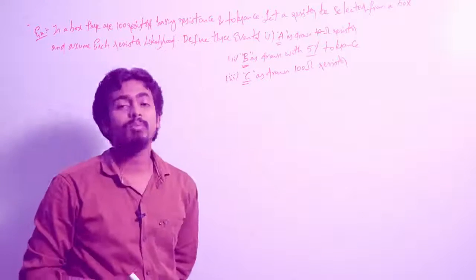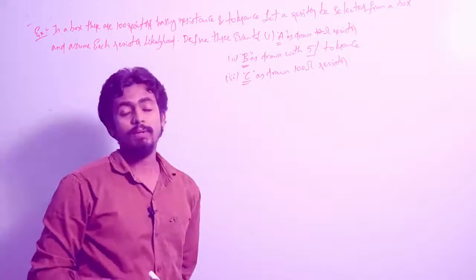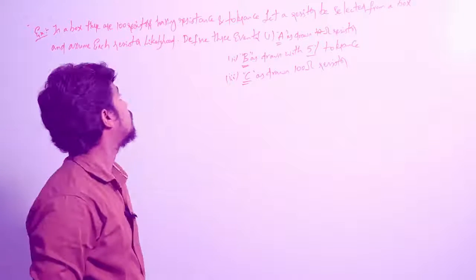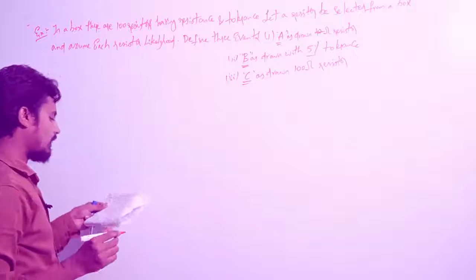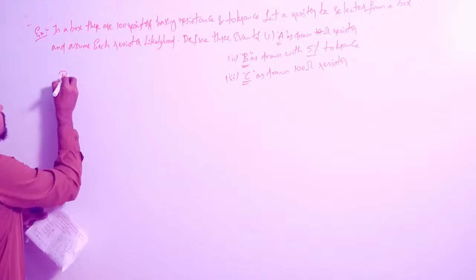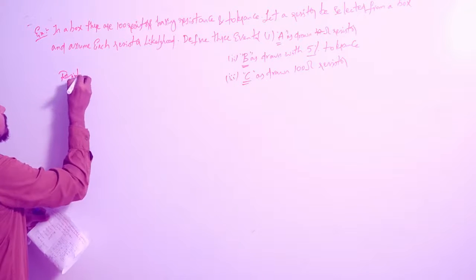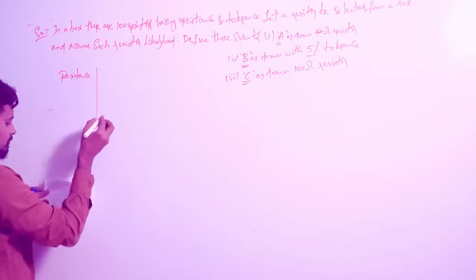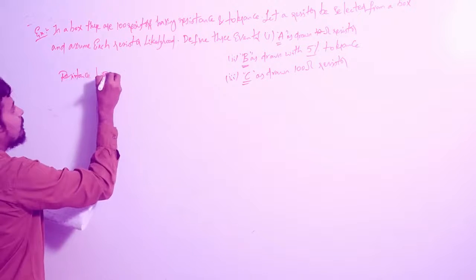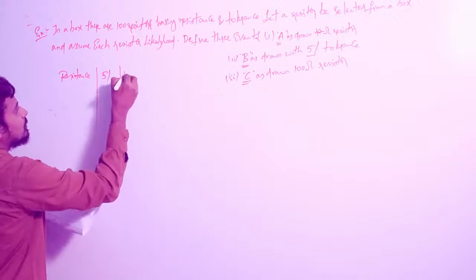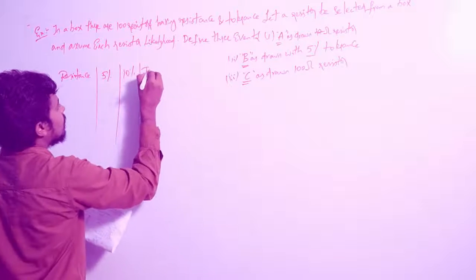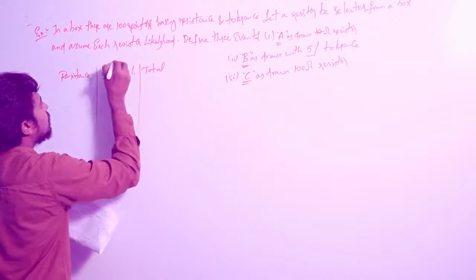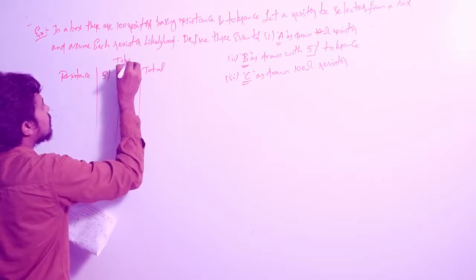They will give one table, and seeing that table you have to apply the joint probability for this question. The table they will give has resistance, 5%, 10%, and total, and this will be the tolerance.